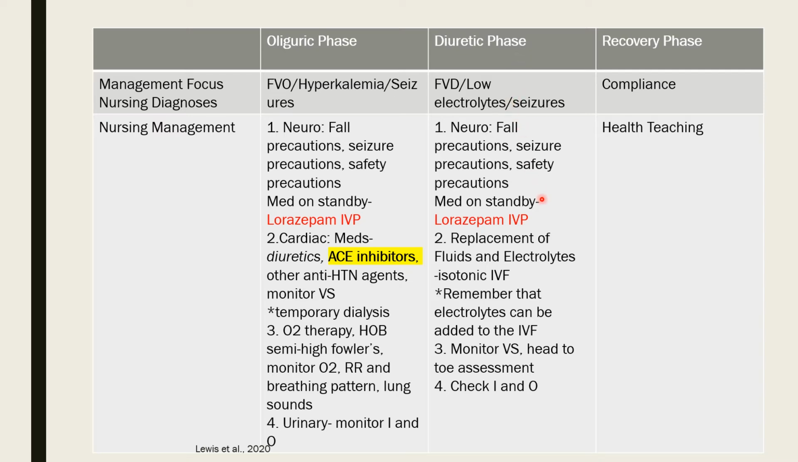So in here, you want to replace those electrolytes. But as you can see, number one, we're doing the same thing that we are providing patient safety in here. And you want to make sure you have the medication on standby. And remember, as you replace the fluids and electrolytes, make sure you monitor it closely. And you check their vital signs, you perform head-to-toe assessment, or you can do focus assessment depending on what's going on with your patient, and check intake and output. And as your patient recovers, you just do health teaching.